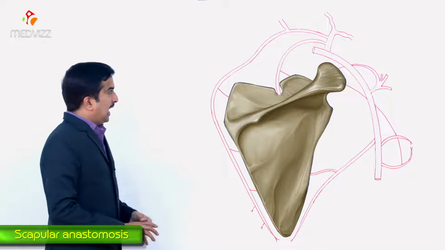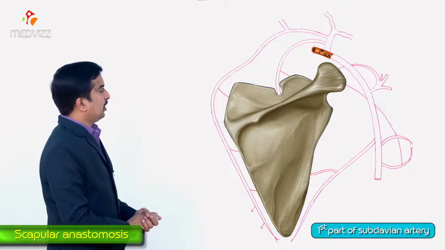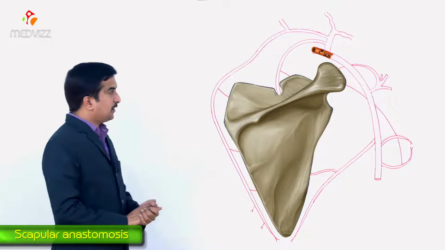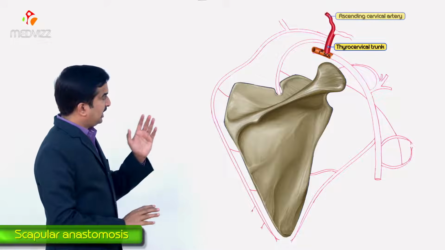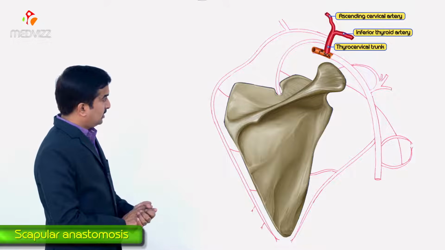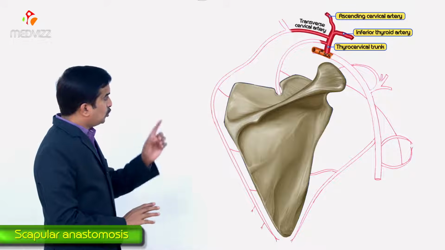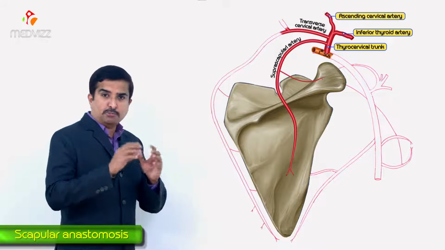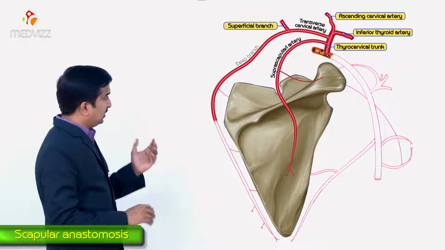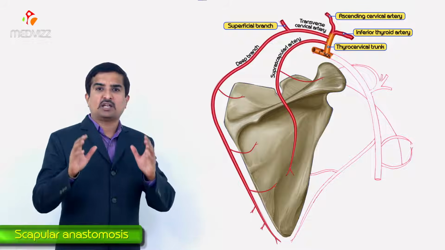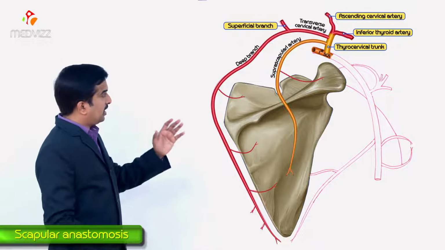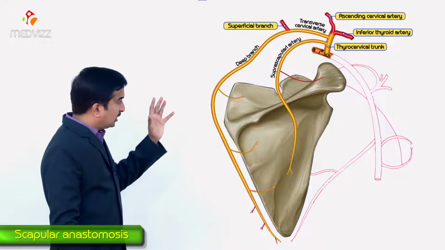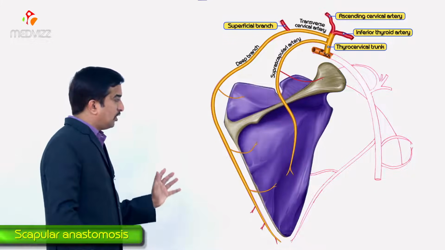Here, as you can see, is the first part of the subclavian artery. The first part of the subclavian artery gives off four branches. One is the ascending cervical, inferior thyroid, transverse cervical and suprascapular artery. The transverse cervical artery in turn immediately gives off two important branches, one is the superficial branch, another one is the deep branch. So, from the thyrocervical trunk, the suprascapular artery as well as the deep branch of the transverse cervical artery are the ones which take part in the anastomosis around the body of the scapula.